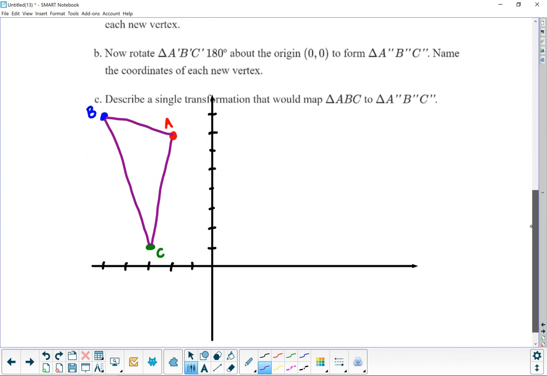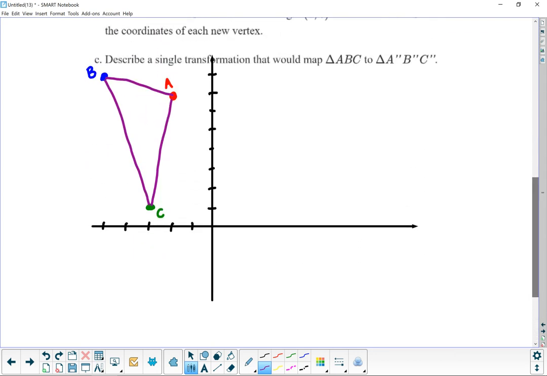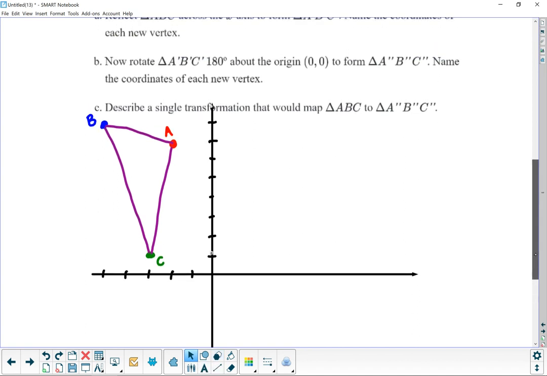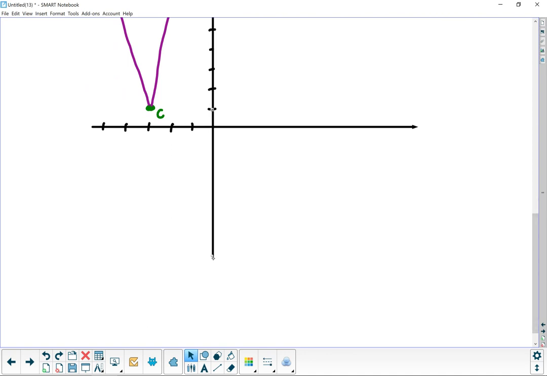Okay. So reflect triangle ABC across the x-axis to form A prime, B prime, C prime. Name the coordinates of each new vertex. Okay, so I might need some extra space. So let's go down a little bit. If this goes all the way up to positive 8, I might need to go all the way down to negative 8. Okay, so I've got negative 1, 2, 3, 4, 5, 6, 7, 8.